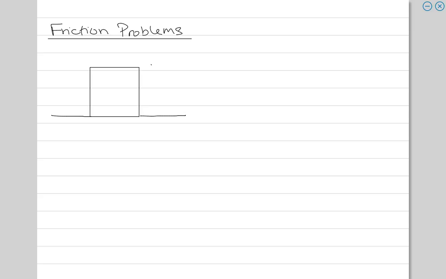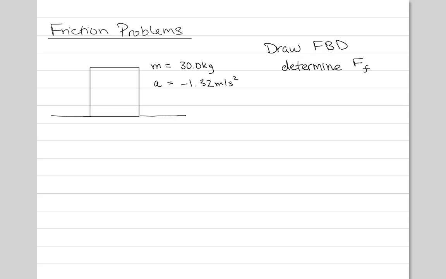I'm going to give you the mass of the object, and I'm going to give you the acceleration of the object as it slides to a stop. Okay? So draw the free body diagram. I've got it started for you. You need to draw in the forces and determine the force of friction acting on the object as it slides to a stop.